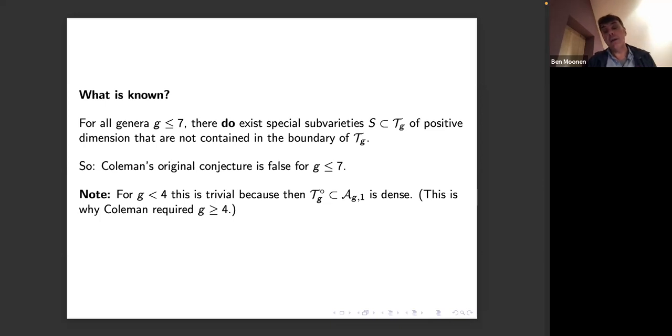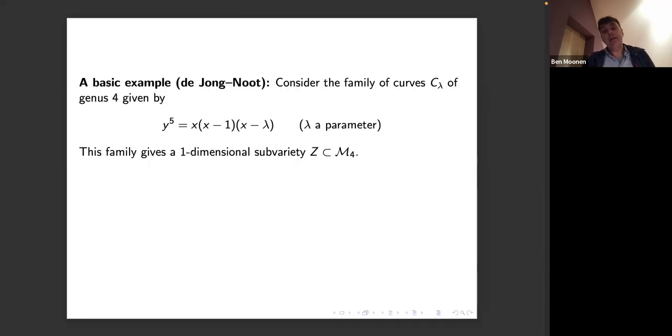And of course, Coleman himself already understood that you should not take g smaller than 4, because then the closed Torelli locus is the whole moduli space. This is no longer true for g at least 4. This is why that pops up as a requirement in Coleman's original statement. But now we know that even for g up to 7, there are counterexamples. And because it's a lot of fun, let me very quickly take you through what I think of as the classical example. It turns out that this example already pops up in an old paper by Shimura, but in this terminology it was first explained properly in a paper by de Jong and Noot.